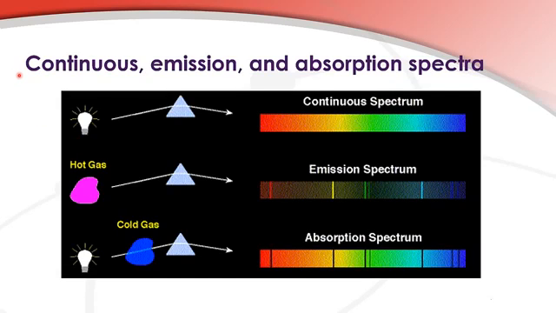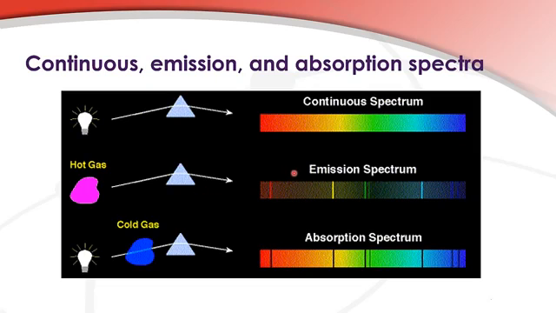Continuous, emission and absorption spectra. Let's start by looking at the continuous spectrum. If you shine white light through a prism, you'll see all the frequencies of visible light, starting with low energy, long wavelength, low frequency red light, up to high energy, high frequency, short wavelength violet light.